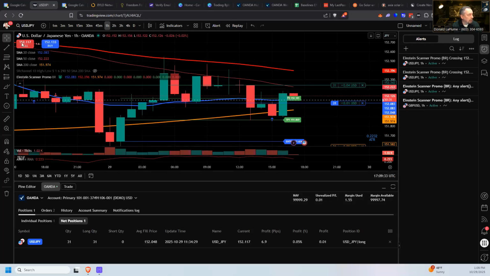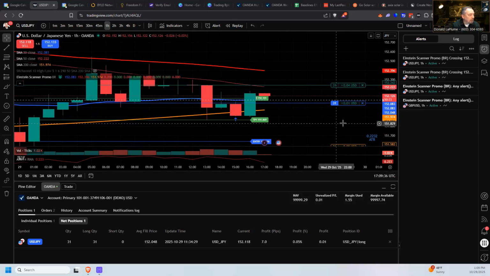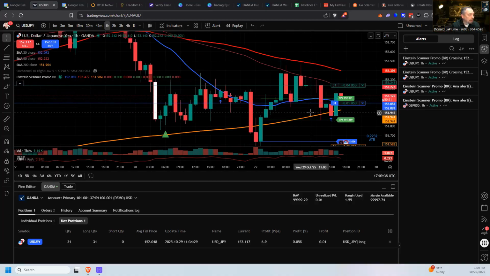I'm pulling up my TradingView, and I'm going to show you. I'll share my screen, but this is the exciting stuff. It didn't matter what I looked at, like the UJ, the US dollar and Japanese yen. Let me clean this up a little bit.